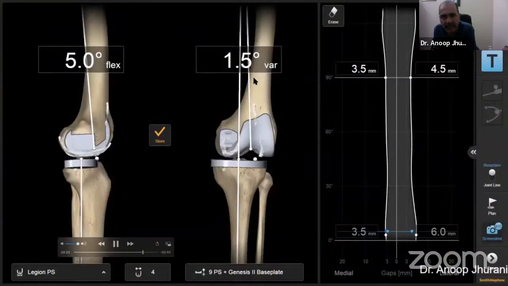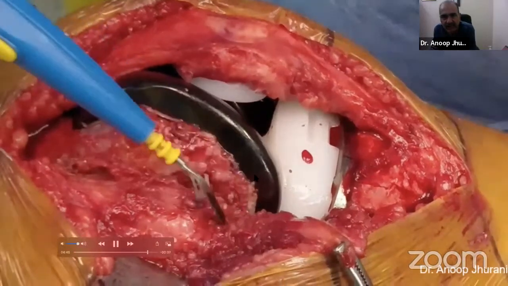You can see 5 degree flexion. From 11.5, 12 degree varus, we have come to about 1.5 degree varus. And now this is a nice rectangular balance. You can see 6, 3.5, 4.5, 3.5. Gap is 2 millimeter difference. Earlier it was almost 15 millimeters of difference. So 2-3 millimeters difference. And this is nice fixation with this screw.